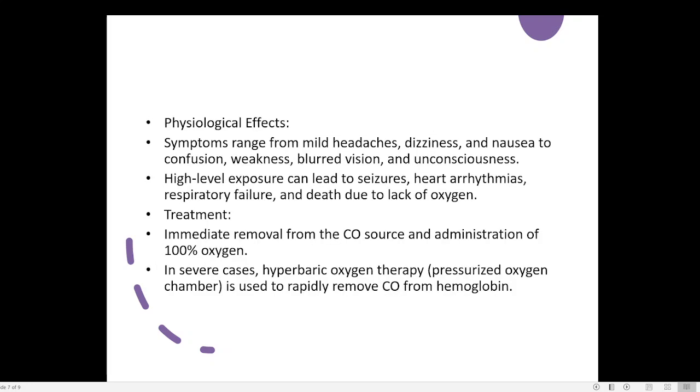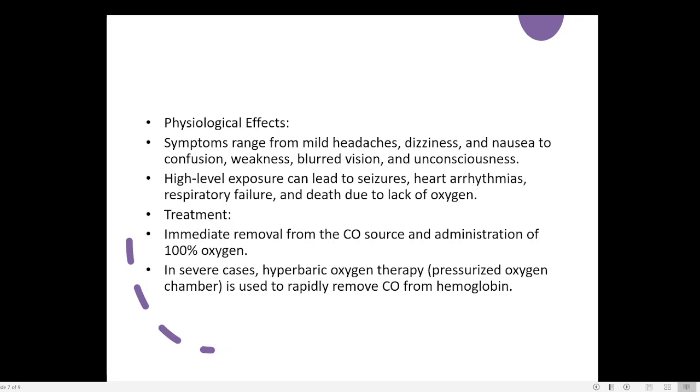And what are the physiological effects of carbon monoxide poisoning? Symptoms range from mild headache, dizziness, nausea, confusion, weakness, blurred vision and unconsciousness. These are some of the important effects of carbon monoxide poisoning. At high levels, if the amount of carbon monoxide is very high, it can lead to seizures, fits. Then heart arrhythmia: the heart may not be beating properly due to lack of oxygen.